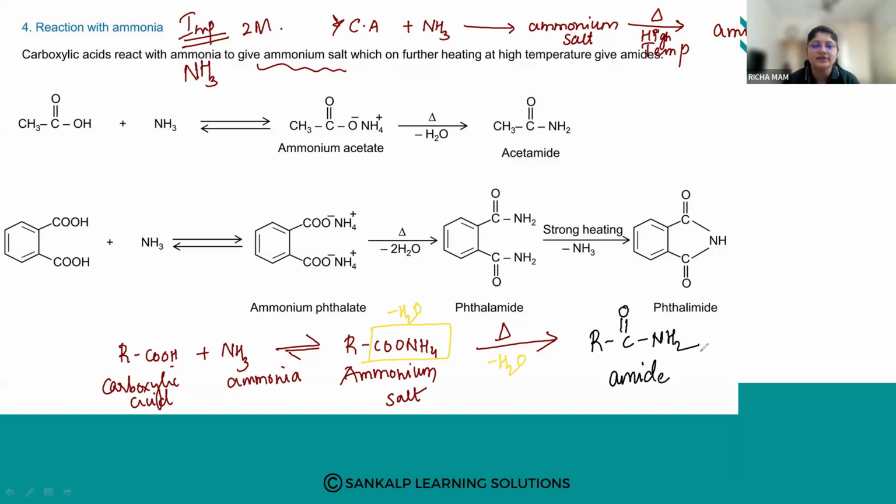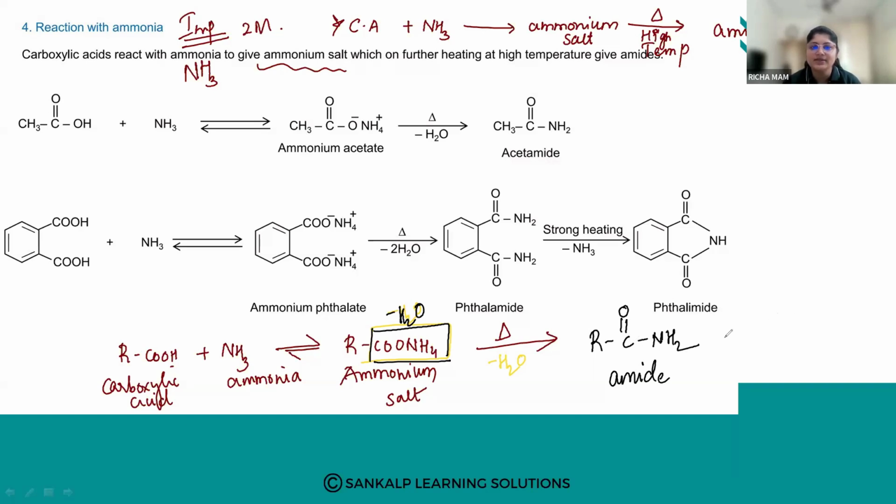Is it clear? So from this, H2O will go out. When it goes out, what will remain? RC double bond O NH2. Is it clear? So this is the reaction with ammonia, very important. Carboxylic acid, you react it with ammonia. You will get an ammonium salt. When you heat this ammonium salt at high temperature, water will be lost, and you are going to get an amide.